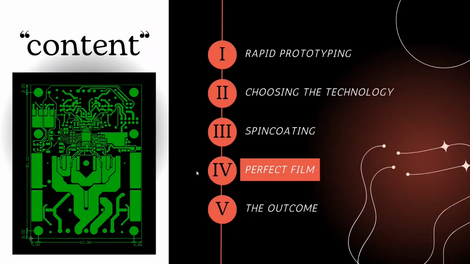Part 4, Perfect Film. Actually, for high quality PCB, film quality is crucial. And in this chapter we will discuss how to get a perfect film and understand the basic concept of that. And we will start with artwork.